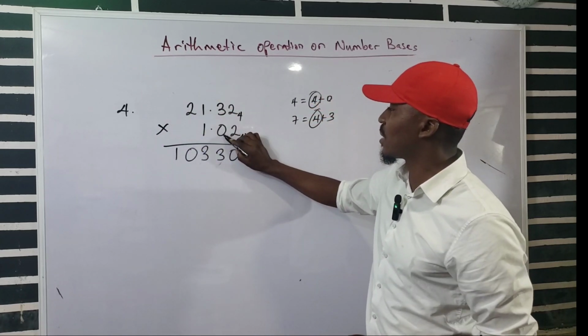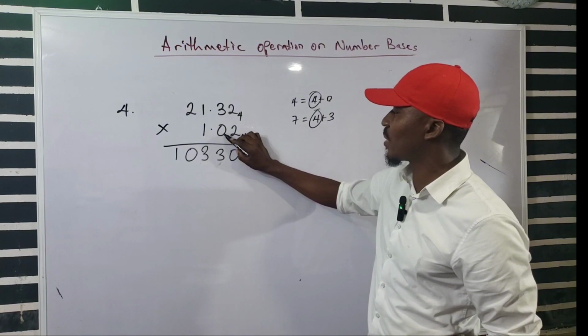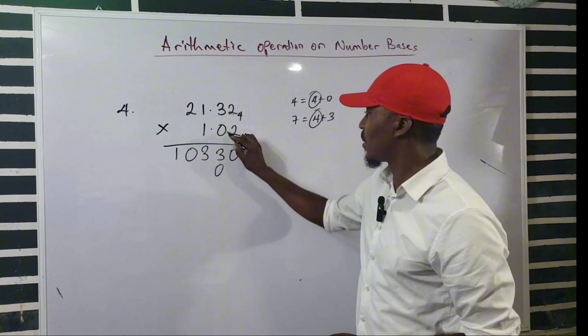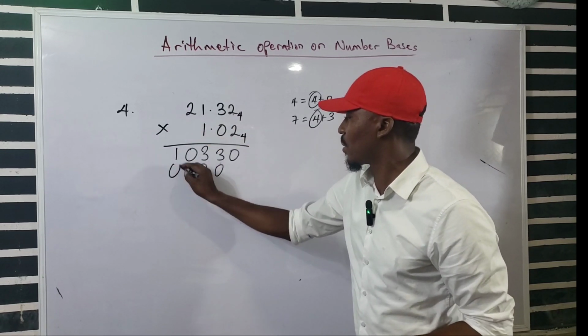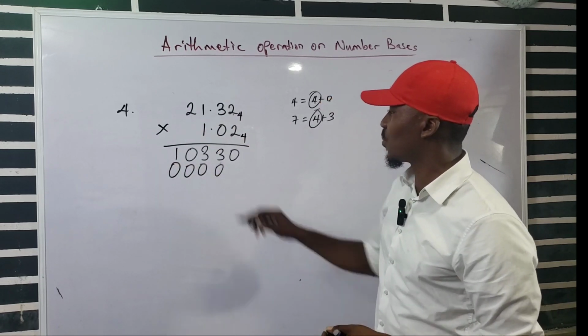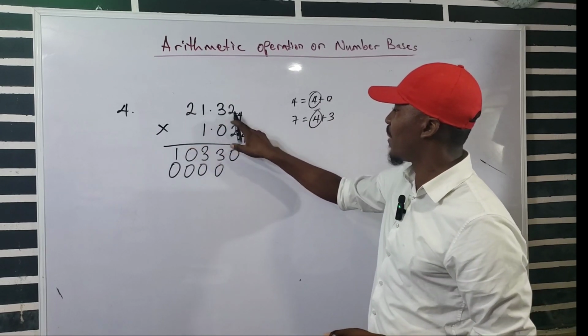Let's go to the second. Second digit will give us 0 because 0 multiplied by everything will give you 0. So 0 here, 0, 0 here, 0, 0 there, 0, 0 there, 0. Okay. Then the next one is 1. So 1 multiplied by anything will give you back the same thing.